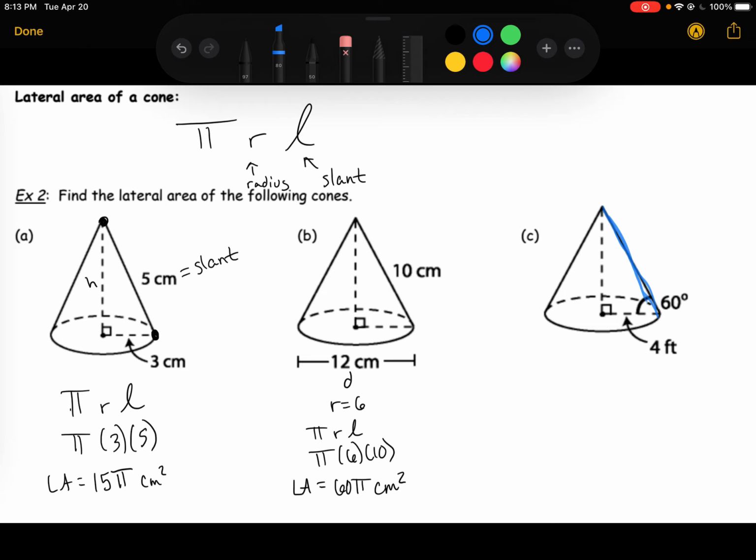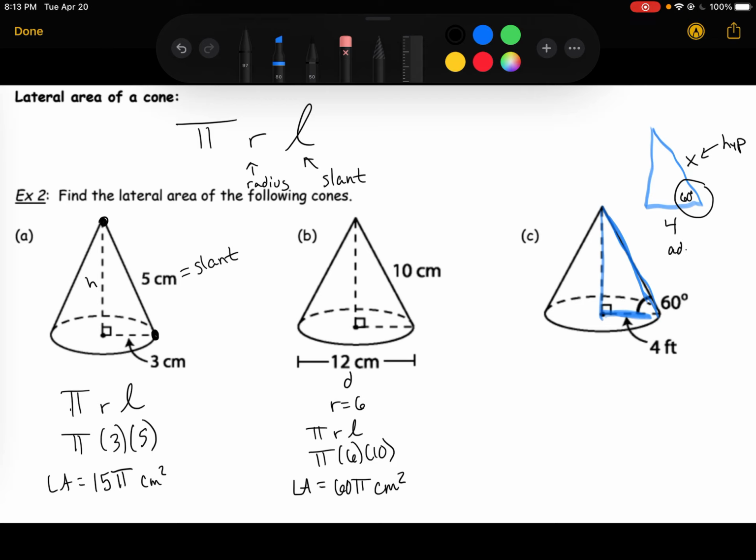For our last one, we don't have our slant. So what can we do? Well, in this case, we have a triangle. We need our slant, which is the edge length here. They give us the radius, and we don't know the height either, but that's okay. We can actually use this triangle and do a little bit of trigonometry.